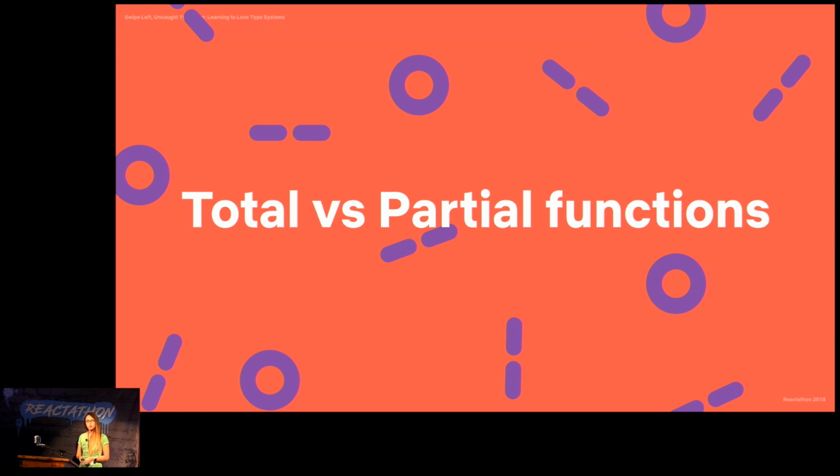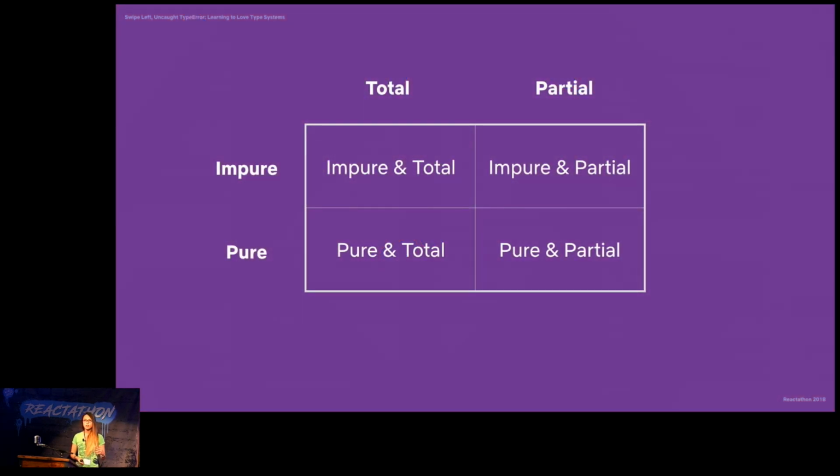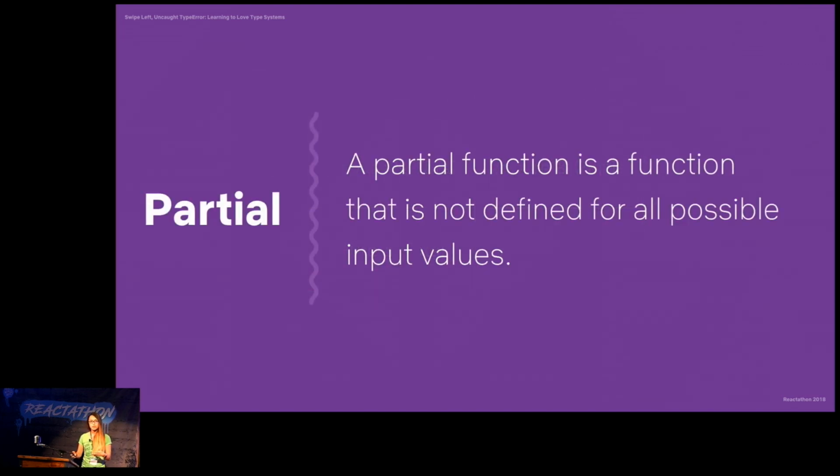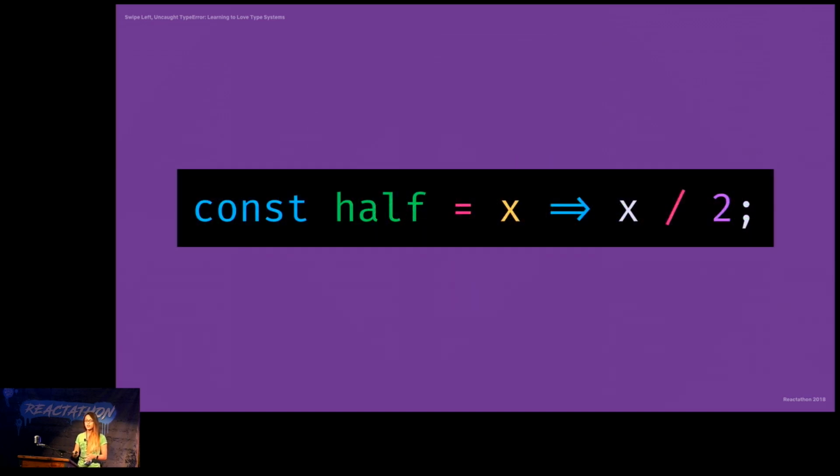Now, has anyone heard of total or partial functions? I'm not talking about partially applied functions because that's a different concept. So I introduced you to the idea that functions can be pure or impure, but that is really independent of whether they are total or partial. A partial function is a function that's not defined for all possible input values. So I want you to think about functions that maybe you've come across or you've written that don't always return values, right? They could return undefined, they could throw exceptions, they could be infinite loops, or even crash your whole computer.